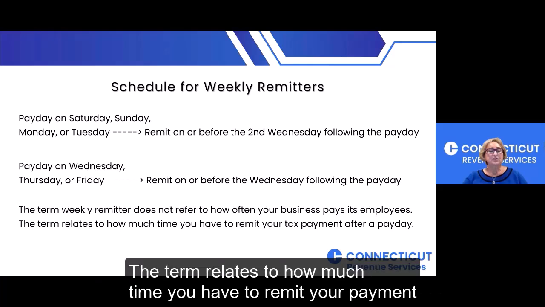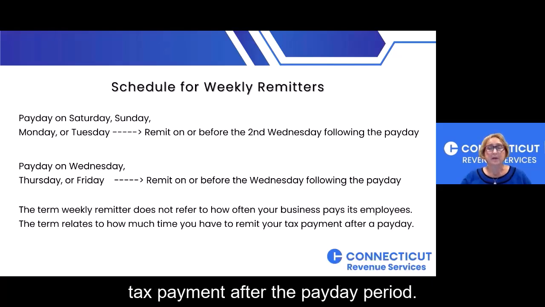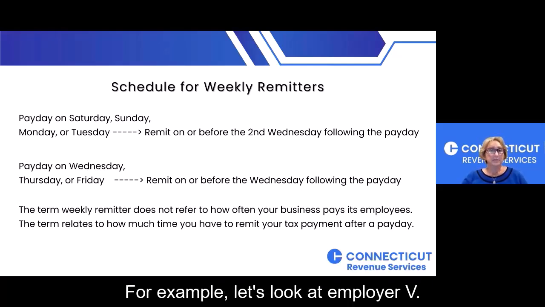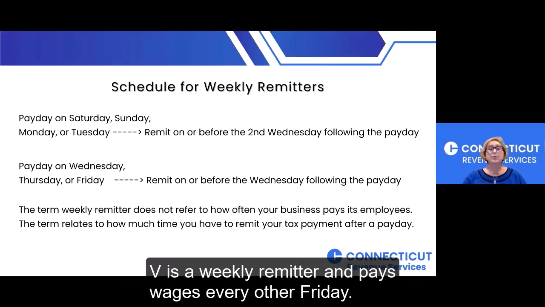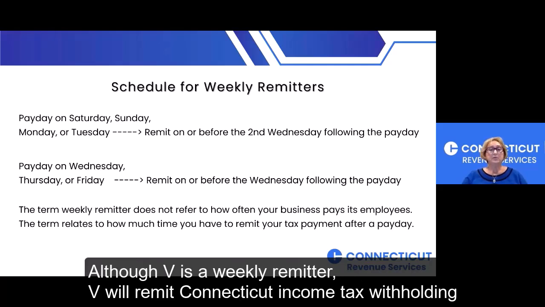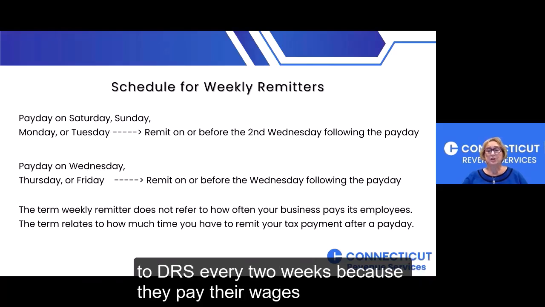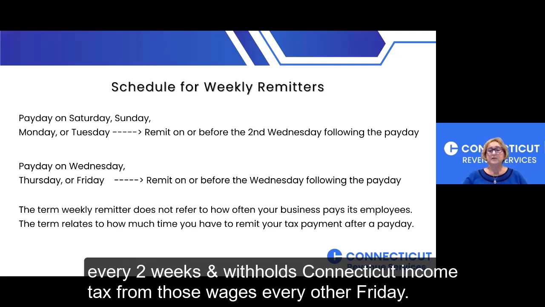employees. The term relates to how much time you have to remit your tax payment after the payday period. For example, let's look at employer V, a weekly remitter that pays wages every other Friday. Although V is a weekly remitter, V will remit Connecticut income tax withholding to DRS every 2 weeks because they pay their wages every 2 weeks and withhold Connecticut income tax from those wages every other Friday.